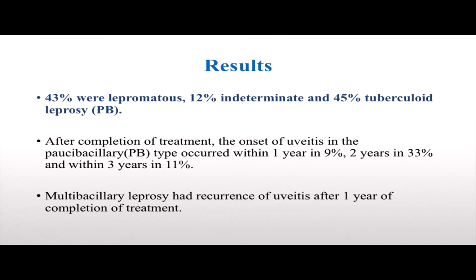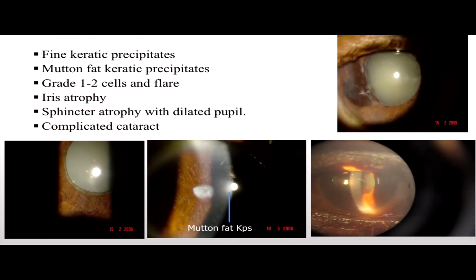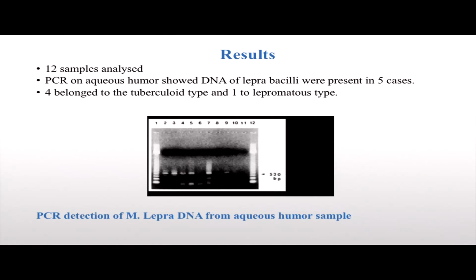After completion of treatment, the onset of uveitis in the paucibacillary type occurred within 1 year, 9%, 2 years in 33%, and 3 years in 11%. The multibacillary form of leprosy had recurrence of uveitis only 1 year after completion of treatment. So this is some of our study patients, in whom it was almost a uniform chronic granulomatous type of uveitis, and almost all of them had sphincter atrophy with a dilated pupil as we were approaching the end of the study.